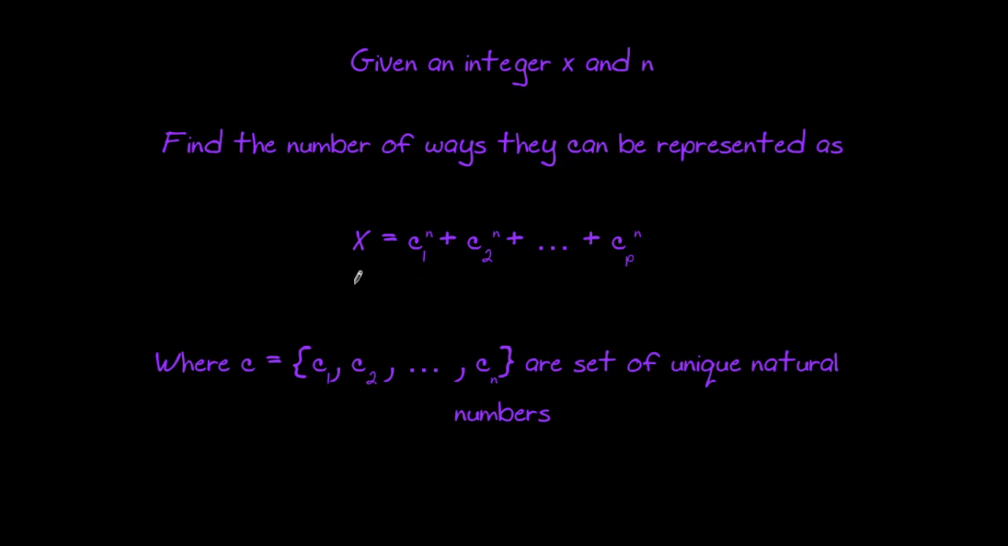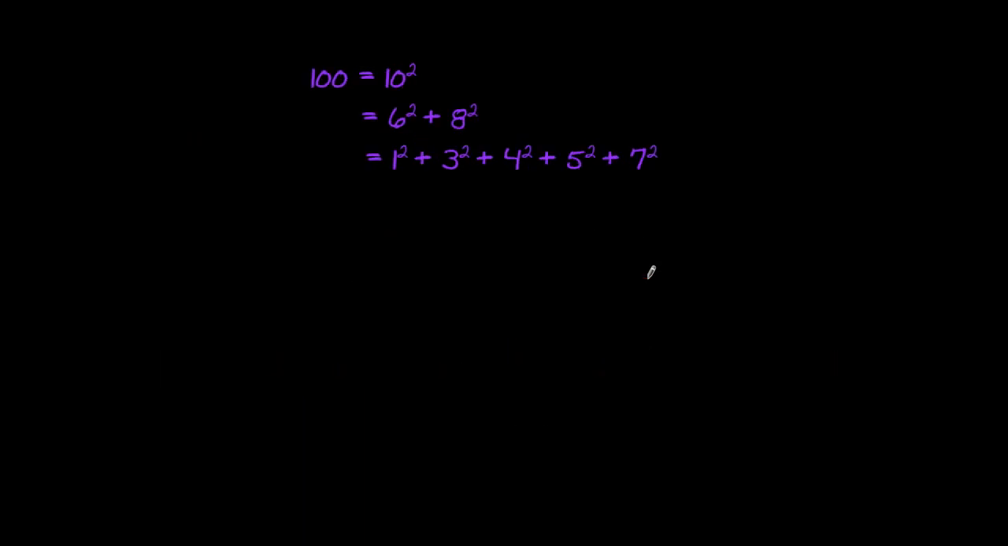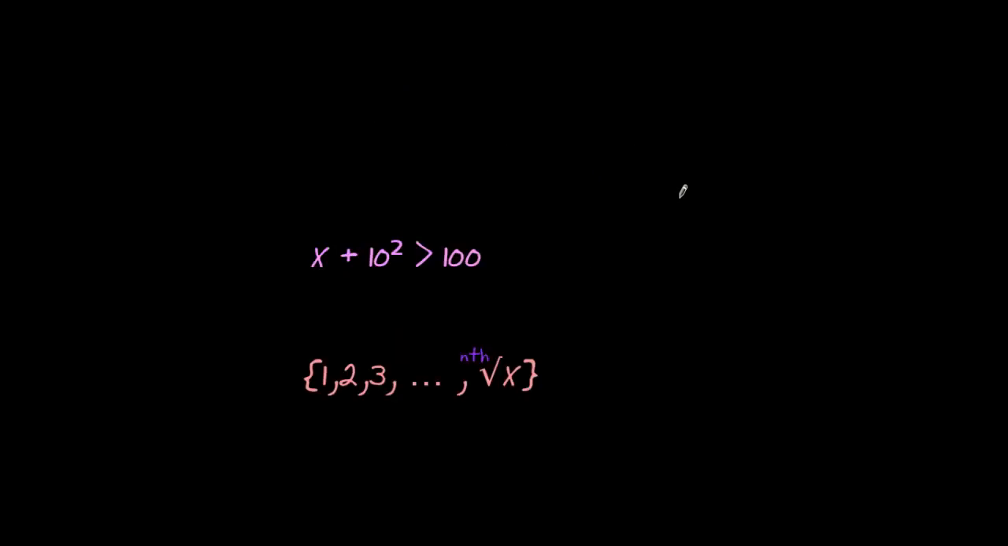The challenge is to find the number of ways that a given integer x can be expressed as the sum of nth power of unique natural numbers. For example, 100 can be expressed as the sum of square of following numbers. Repetitions or negative numbers are not allowed. Now let's build up the solution.